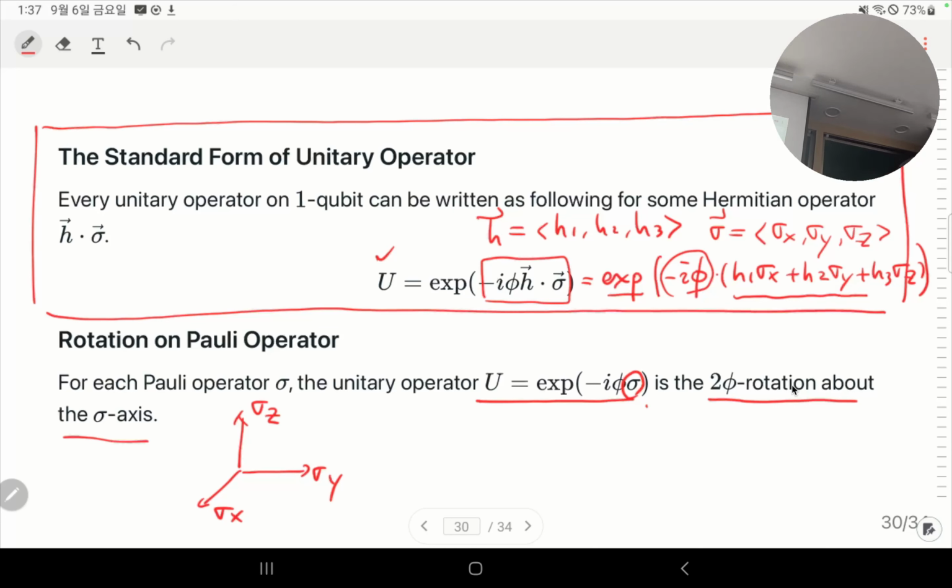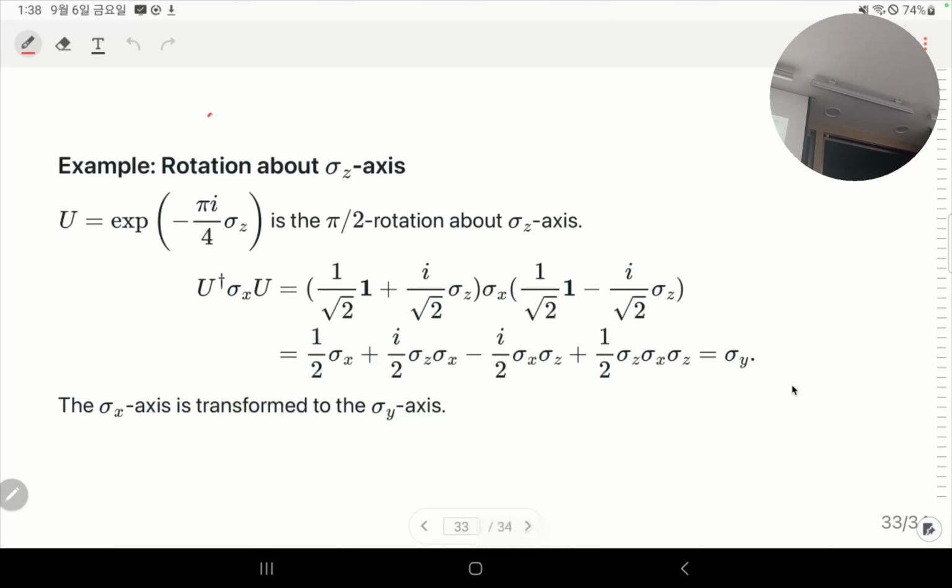So if I take a Pauli matrix sigma x and the exponential of minus i phi sigma x, and I'm taking this as an operator, it means that I'm rotating my space around the sigma axis by 2 phi degrees. The 2 phi actually comes from the calculation that we're going to see shortly. So before we prove this, let me show you why this is a rotation. Let me go to here. I'm going to take phi to be pi over 4, so 45 degrees. And I also want to put my Pauli sigma to be Pauli Z, okay? I want to show that this unitary matrix is actually the rotation around the Pauli Z axis.